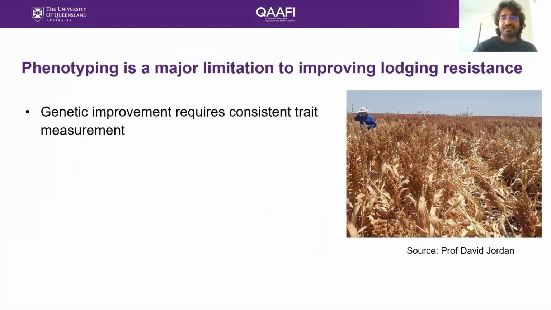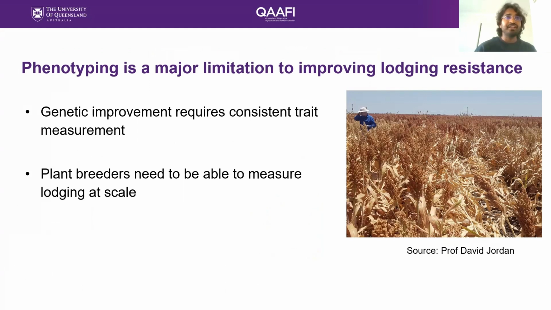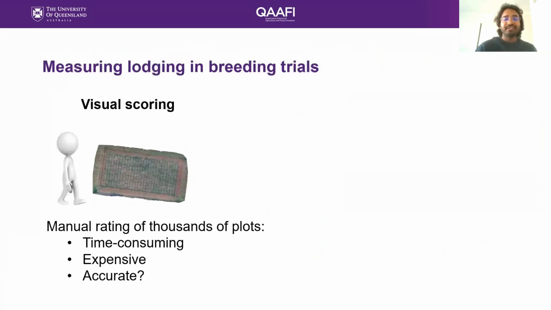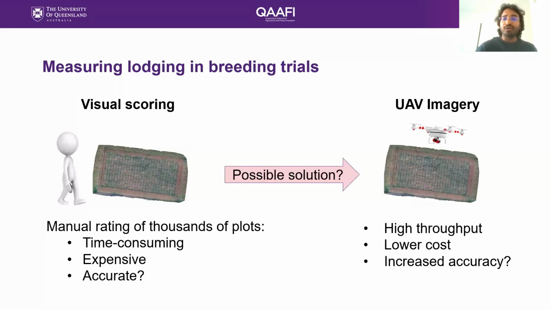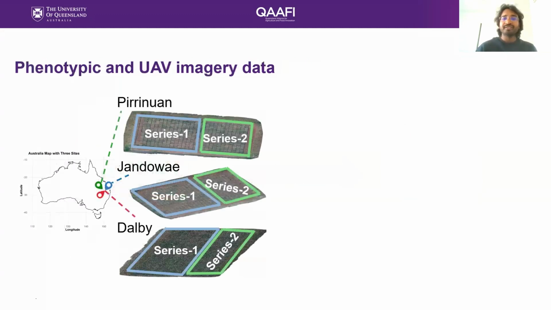Genetic improvement requires consistent trait measurement. Plant breeders need to be able to measure lodging at scale. Plant breeders currently rely on a visual scoring approach to measure lodging, which is typically time consuming, expensive, and may be inaccurate. A practical alternative is measuring lodging using UAV imagery, which can be high throughput, lower cost, and may increase accuracy of measuring lodging.